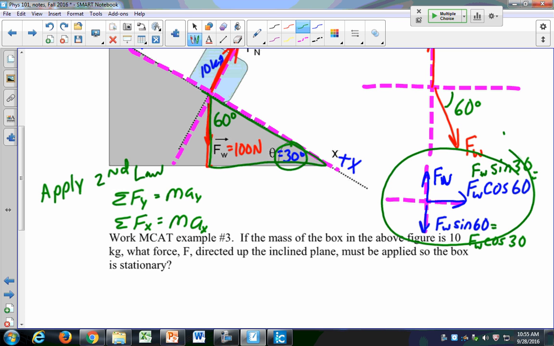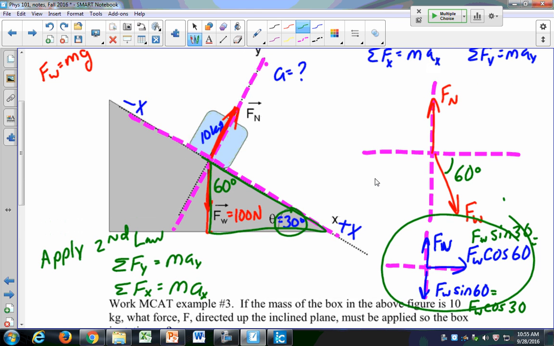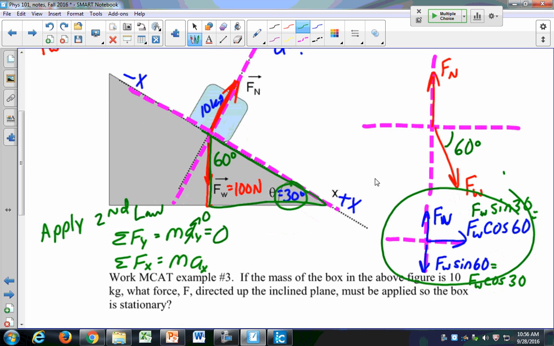But notice how we've rotated our coordinate system so that the y-axis is along this direction. So when I ask you what is the acceleration in the y, what I'm asking is, what is the acceleration as it moves along this y-axis? And is it moving along that y-axis? No, it's not. So the acceleration then is 0. That's always going to be the case for our inclined planes. It will always be the case that the sum of the forces in the y is equal to 0 because the acceleration in the y is equal to 0.